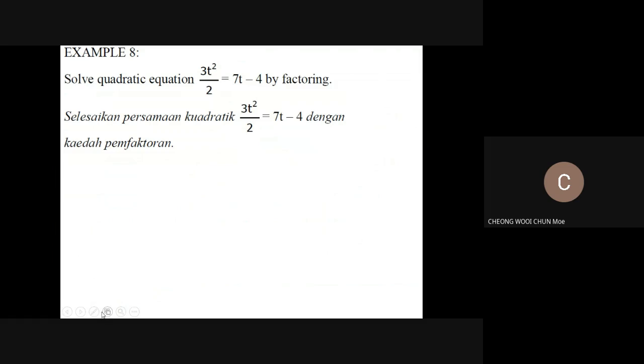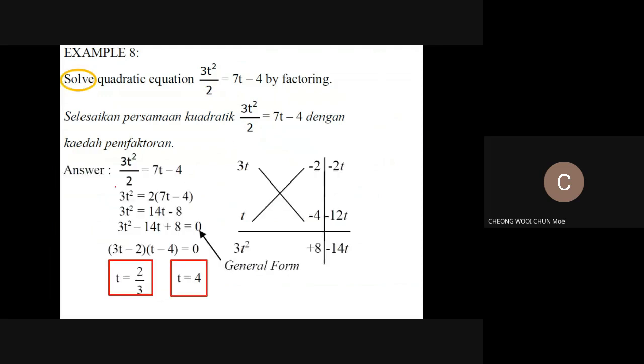Okay, so we continue. Example 8, solve quadratic equation. So this one factorize. Before factorize, you see this is 2 at the bottom. You need to bring over. So 2 bring over. Okay, you can straight away multiply also can. 2 times 7, 14t. 2 times negative 4, negative 2 times 4, 8.